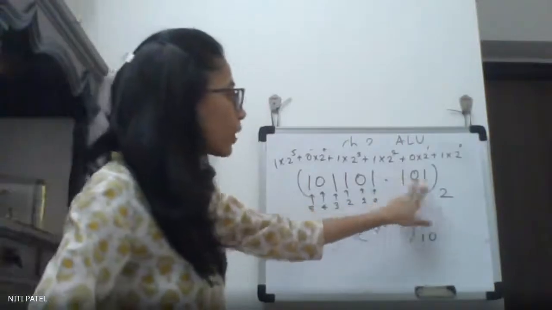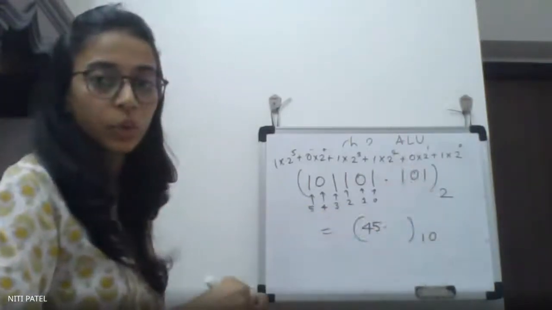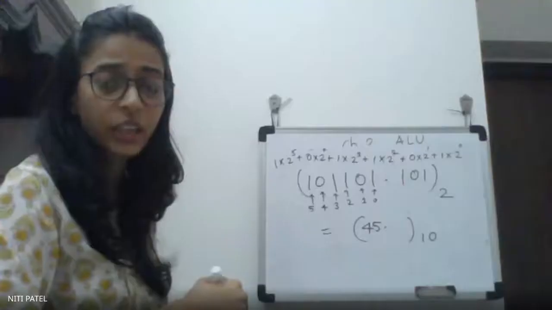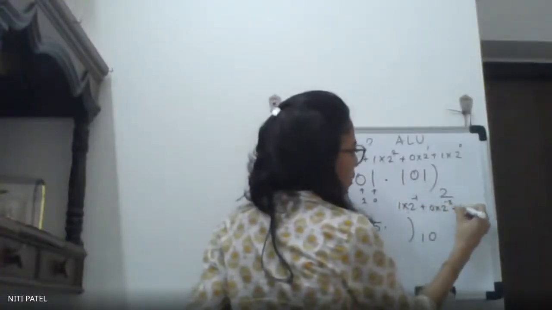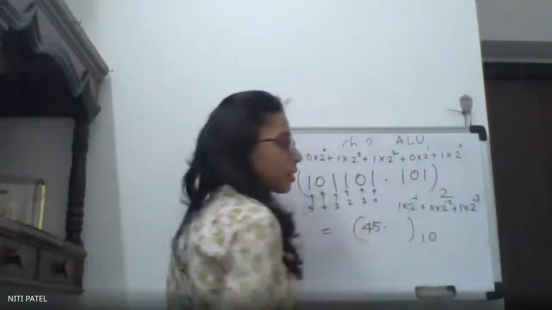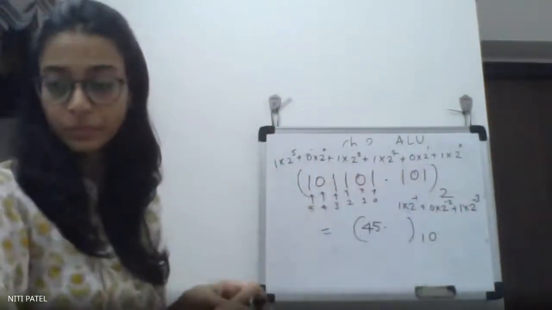Now what do you do after the decimal? Ma'am, we have to inverse it, means 1 into 2 raised to minus 1 plus 0 into 2 raised to minus 2 plus 1 into 2 raised to minus 3. So tell me the answer for that.